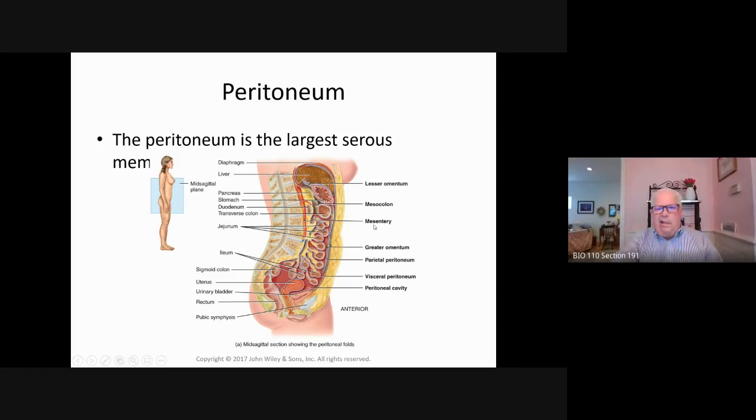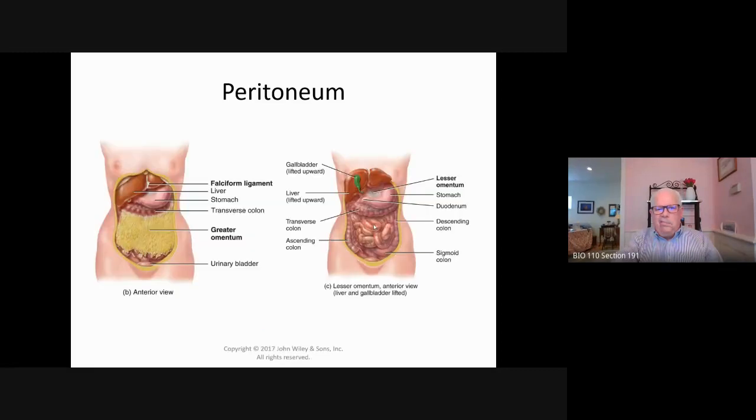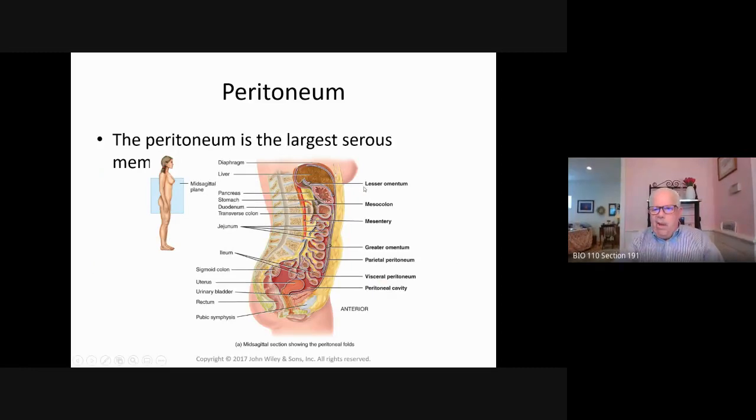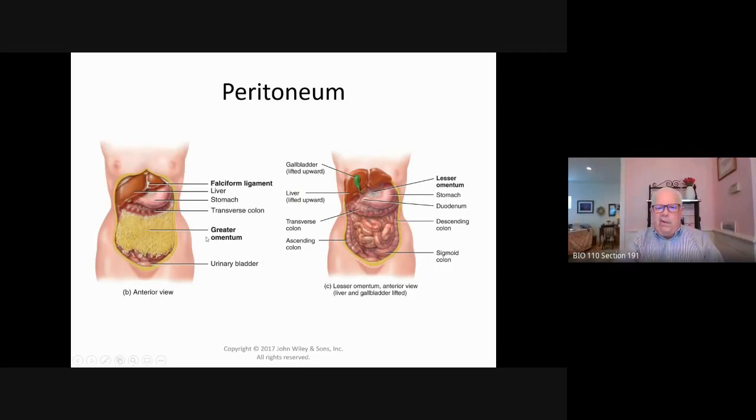I think the next slide may show it. Let's see. Yeah, they do show it. Here are the other two. There are 5 different sections of the peritoneal membrane. Here we go again. Here's the 3: lesser omentum, mesocolon, and mesentery. But the most important is the greater omentum. The 5th one is the falciform ligament. These two, in very bold letters, are the 2 most important parts of the peritoneum.